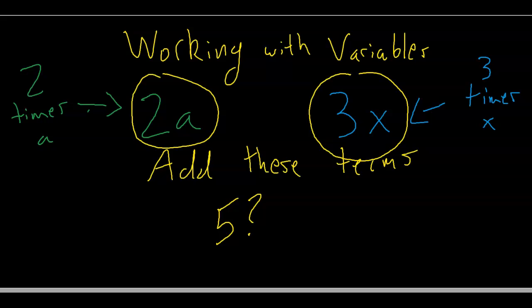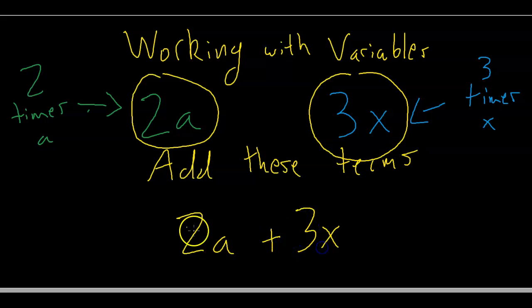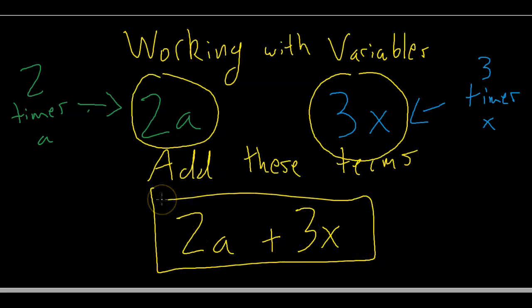So the bottom line is we can't combine these terms. The best we can do if we want to add them together, well, adding them together means plus, right? So the best we can do is just write 2a plus 3x. We cannot simplify that expression any better. All right, so basically the idea here is you cannot combine non-like terms.